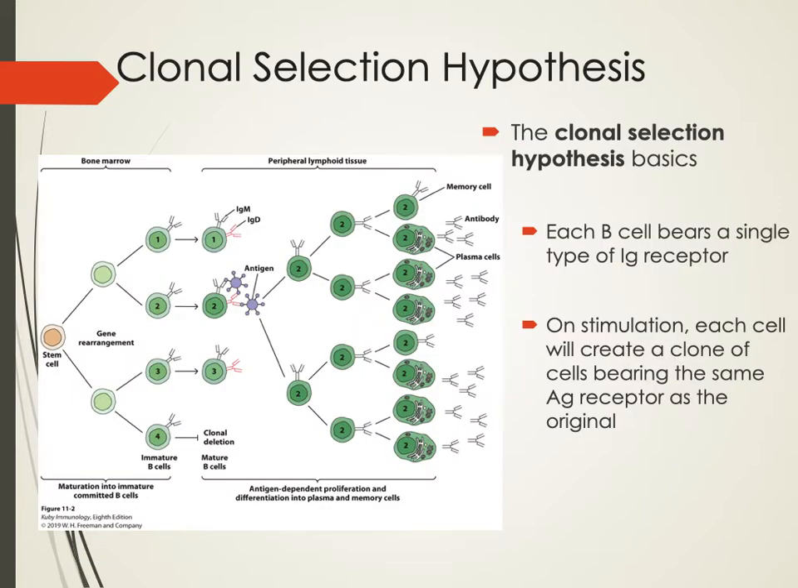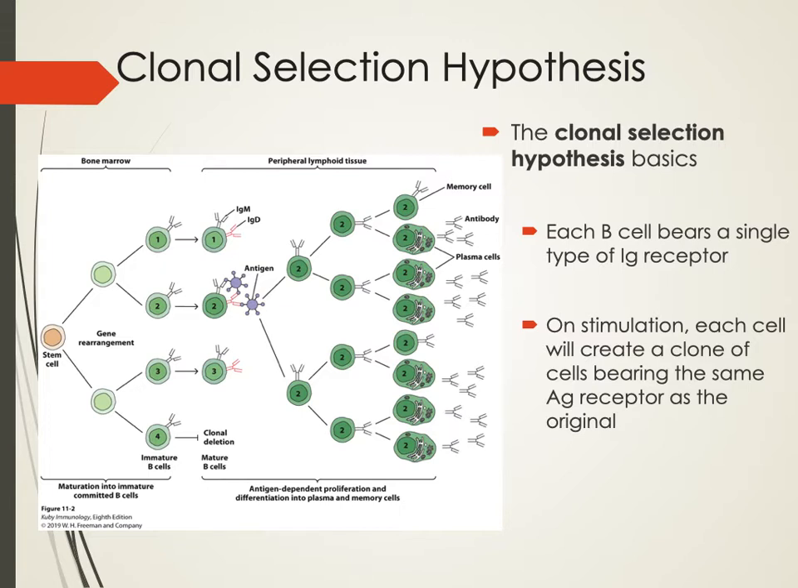So here we can see our clonal selection hypothesis, as we've been talking about it, the development of the B cell in the bone marrow and then moving into the peripheral tissue. And really what we're talking about is when it's exposed to antigen. So you can see our B cell 2 here. It sees the antigen. It makes copies of itself. So we can see how it's expanded, increased in number. But the receptor is going to stay the same because that receptor recognizes the antigen that it's been exposed to.